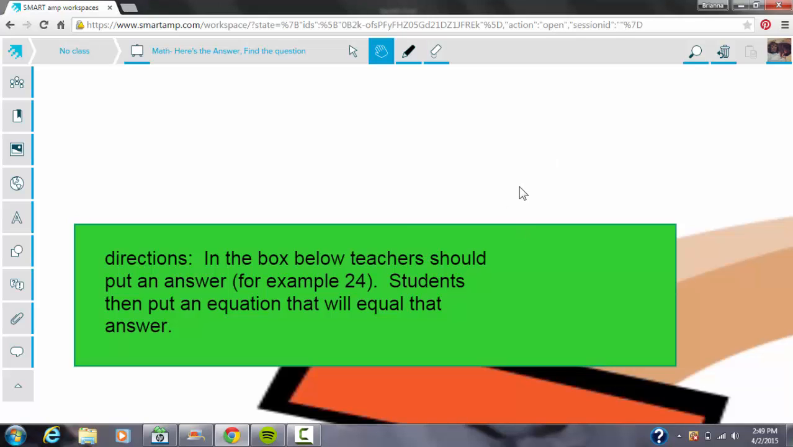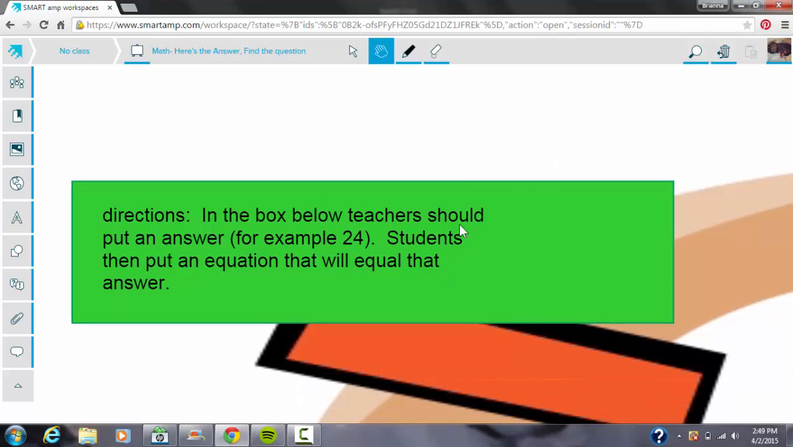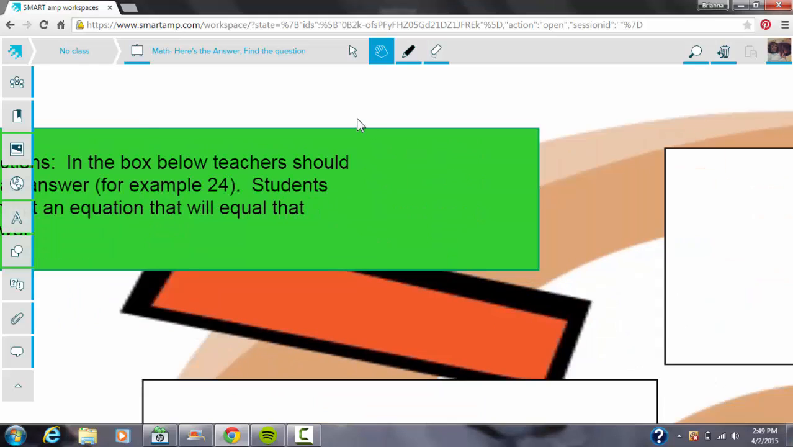So the first thing is the teacher directions are always up in the left-hand corner of my AMP spaces. So if you need further directions or guidance, you can look here. This will also include the Common Core State Standards if they're applicable to a lesson.